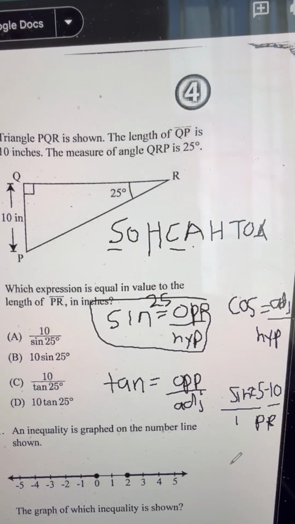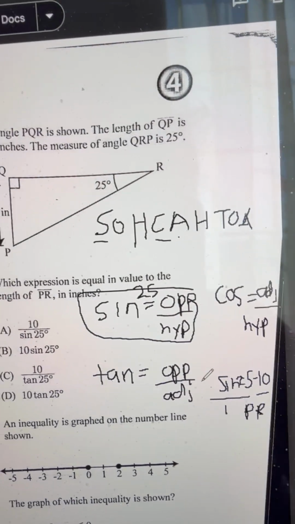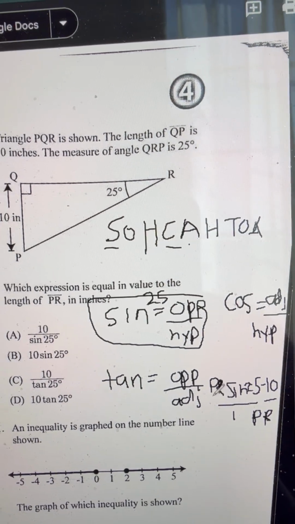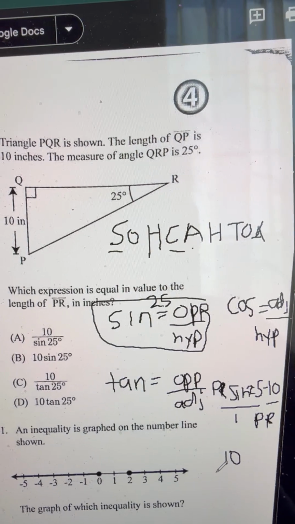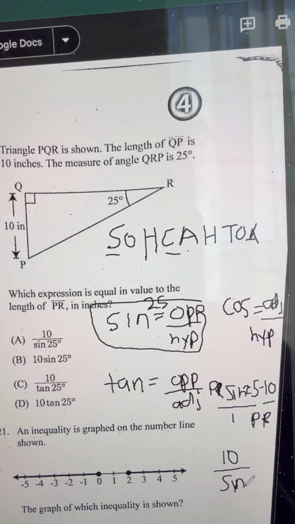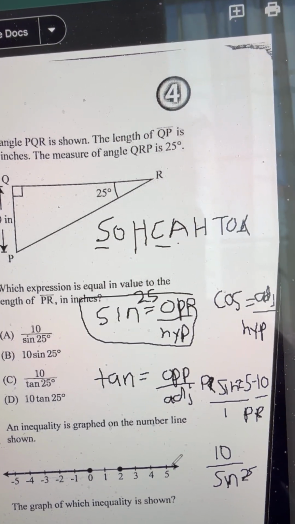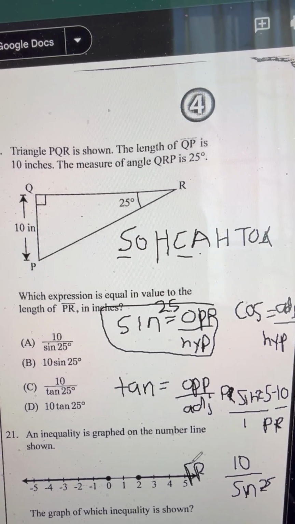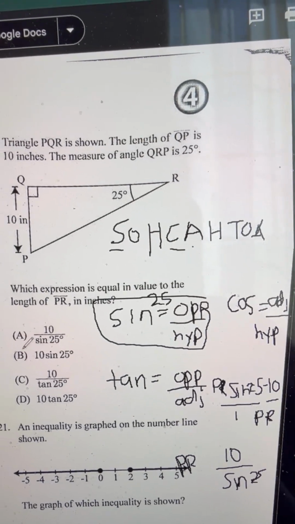We're going to do cross multiplication. So PR sine 25 equals 10. We're going to just put that PR in front when we cross multiply. And then when we isolate the PR, we're going to get 10 over sine of 25 when we manipulate it and isolate it. I hope that makes sense. Does that make sense? So then our answer, we're bleeding into the other question, forgive that, is going to be 10 over sine 25. So our answer is going to be A.